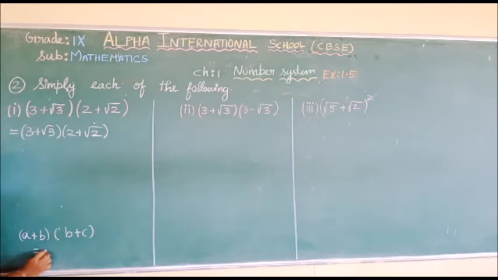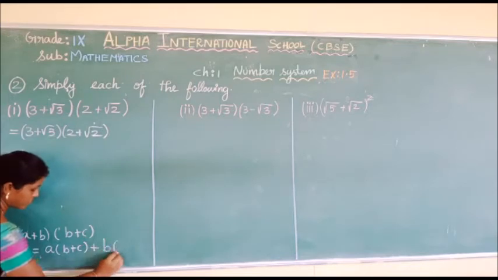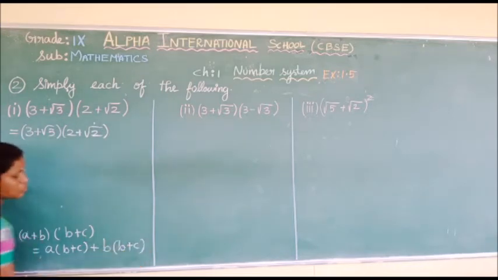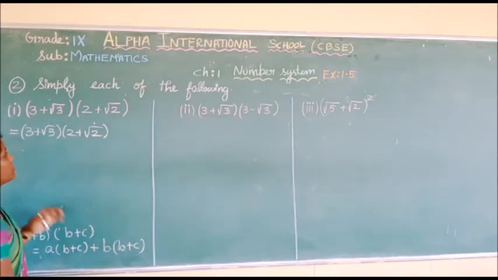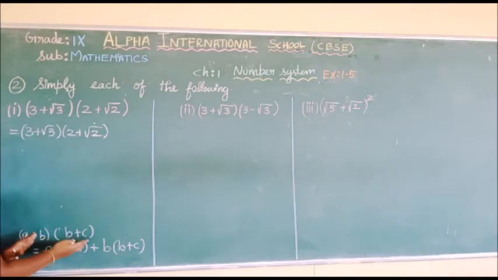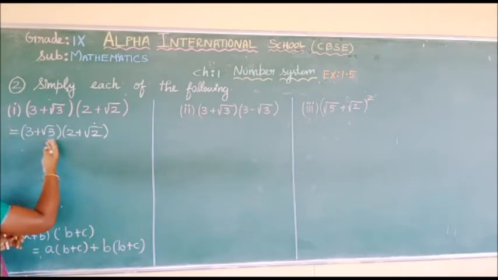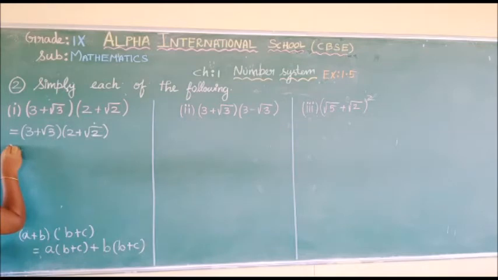So how can we write this? A into b plus c, that means a should be multiplied with both b and c, plus b into b plus c. A should be multiplied with the second term, plus b should be multiplied with the second term. After this we have to multiply and remove the bracket. We are going to use this rule here to get the product of this problem. In place of a, b, c we have the numbers 3 plus root 3, 2 plus root 2.